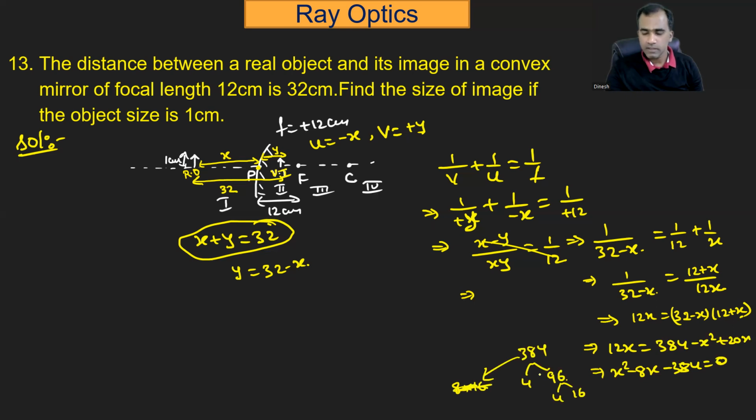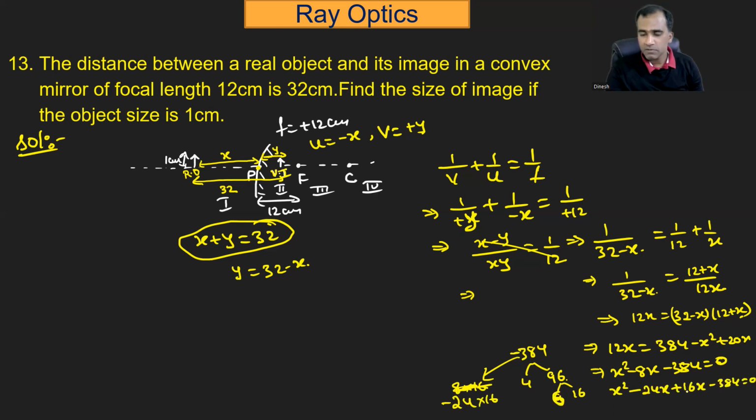16 16s are 256, right? 4 9s are 36, 4 6s are 24. Yeah, now we can write 384 as 24 into 16. If it is minus 384, we can write as minus 24 into plus 16. Yes, we can write it as x square minus 24x plus 16x minus 384.